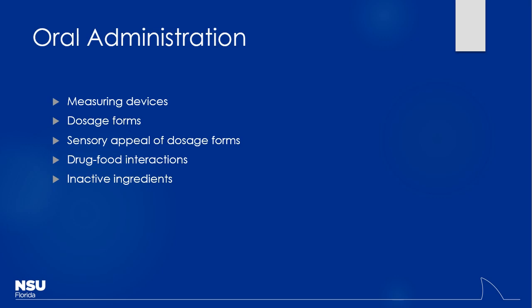Again, the sensory appeal can make a big difference. What's the taste of it? What's the flavor? Even the color of it. Some kids will look at it and they're like, I don't want to take that. That's red. I'm not going to drink red stuff. Well, okay, whatever. I guess that's your thing now. Cool. But think about inactive ingredients, all these different things that factor into that, right?